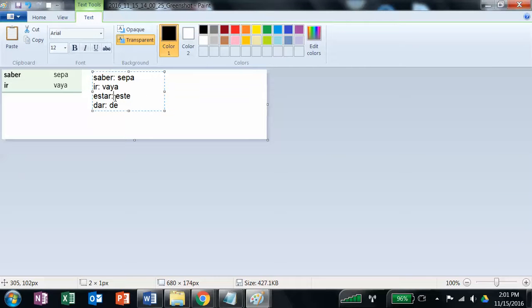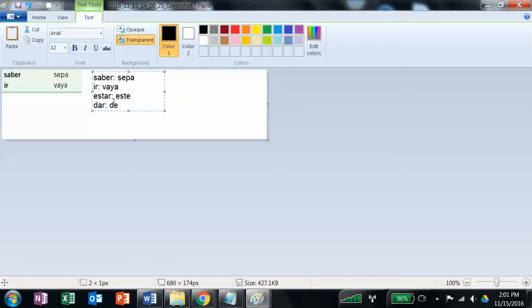Two other ones that are a problem are estar, because it ends in a Y, it's estoy, and dar is also doy. Both of these are problematic because, again, there is no O to take off and add the opposite ending. So whenever you end up with ones that don't have an O in their yo form, you're going to have this problem.